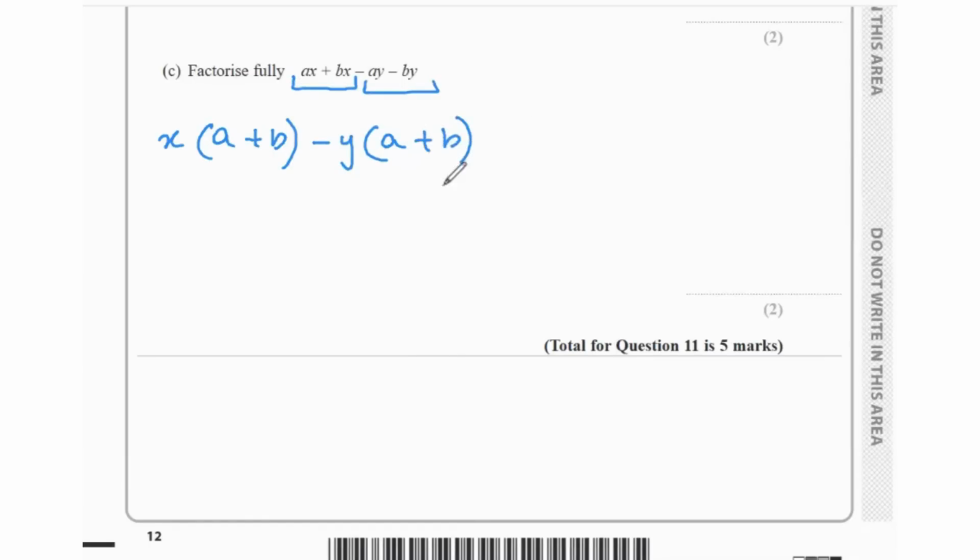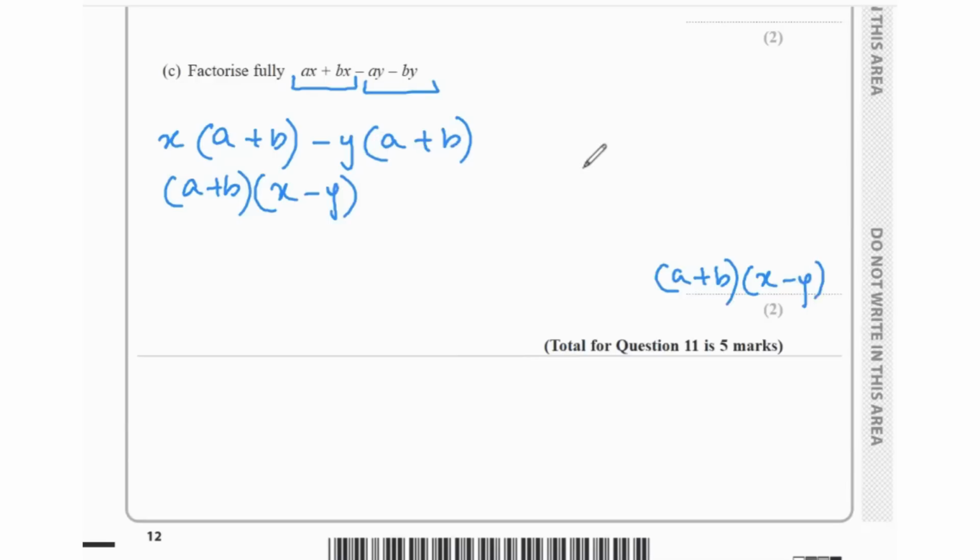Now we can clearly see that this isn't just the final factorized form. Between x and negative y, we have a plus b common. So we take a plus b common, and in the bracket we write x minus y. So this is your fully factorized form, not x bracket a plus b minus y bracket a plus b.